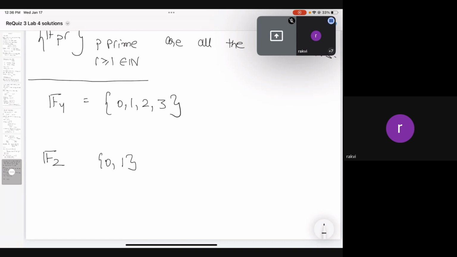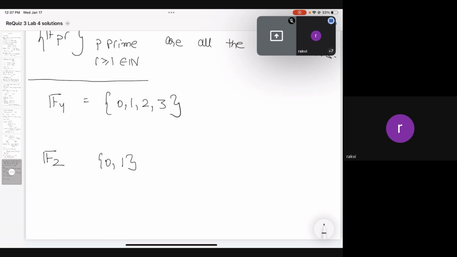But that doesn't really solve it, it's not a field. Okay, so this construction is not correct. Why is this not a field? Let's take an example.